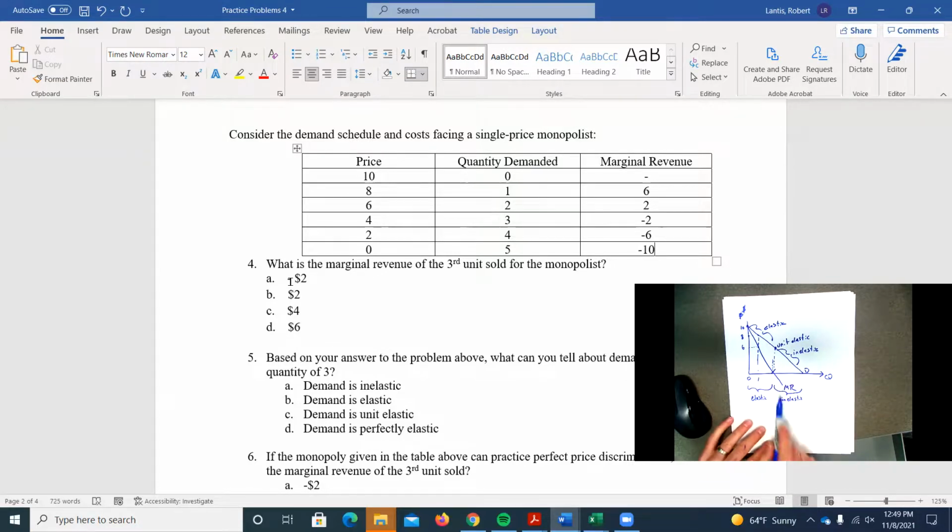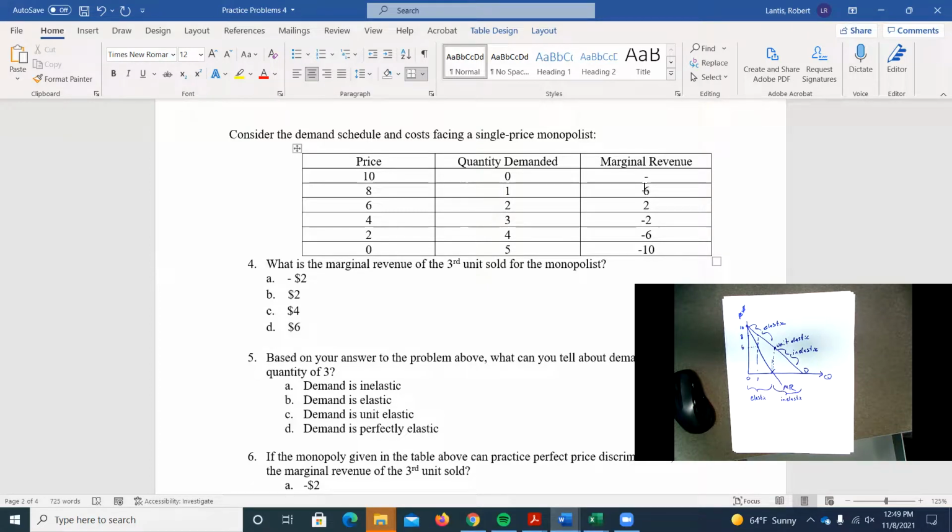But if for some reason we saw someone choose quantities where the marginal revenue is negative, that would be on the inelastic portion of the demand curve. So here, I could say for the quantities 3, 4, and 5, demand is inelastic. For the quantities of 1 and 2, demand is elastic, because we have positive marginal revenues here. Any questions on that one?